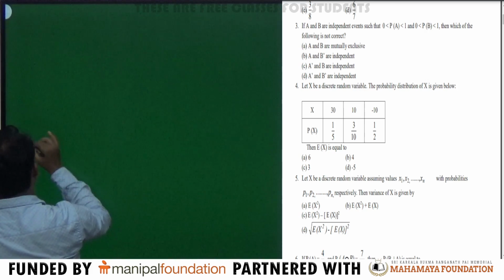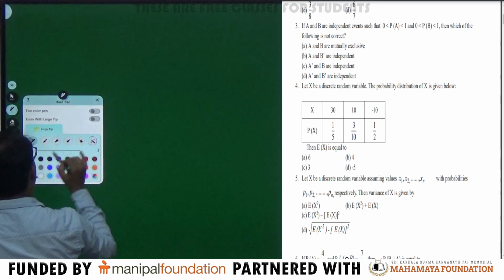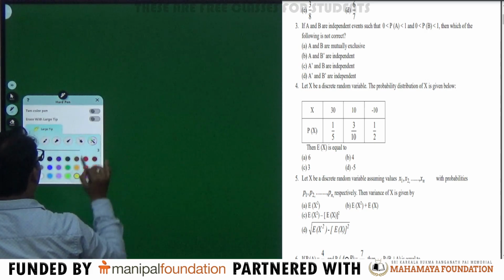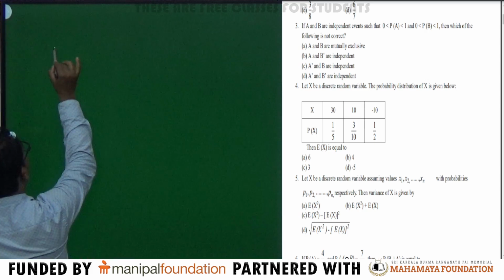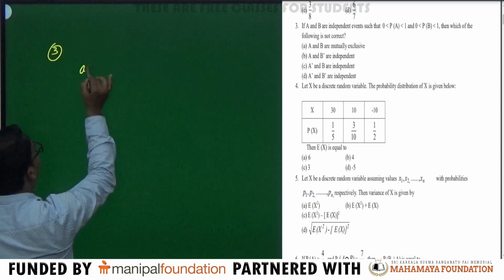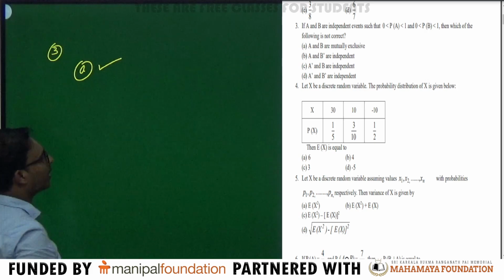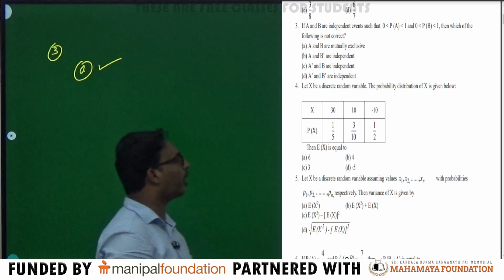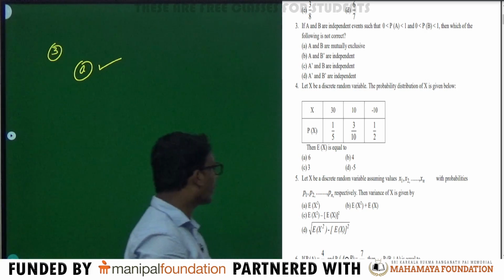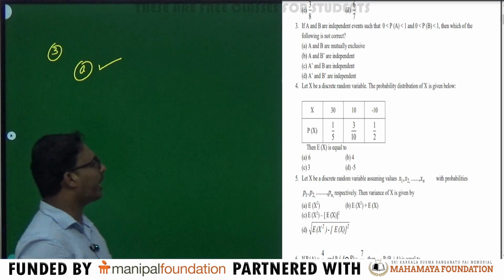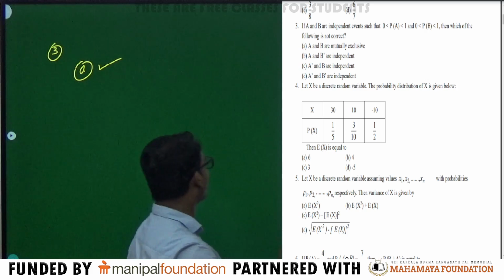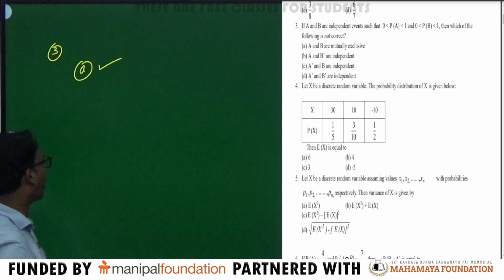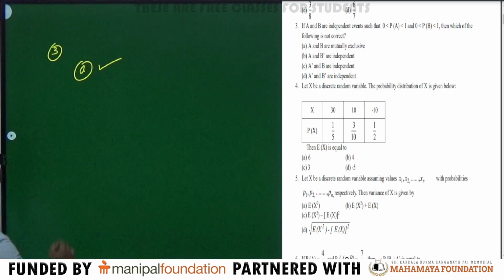Therefore, the correct answer is option A for the question number 3. It is not necessary that A and B are mutually exclusive. So, question number 4 and 5, it is not in the syllabus. So, do not solve the problem. Question number 4 and also 5. Next, question number 6.